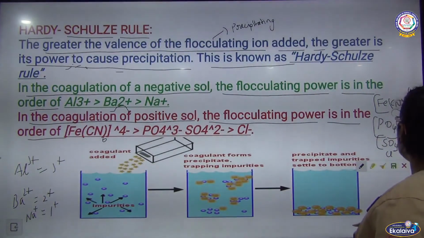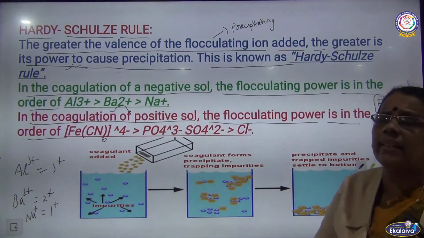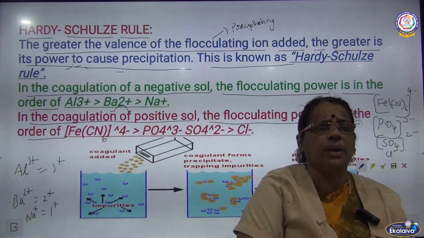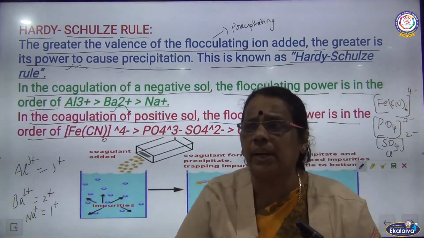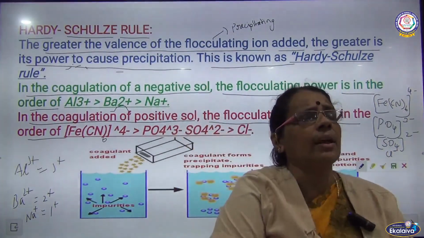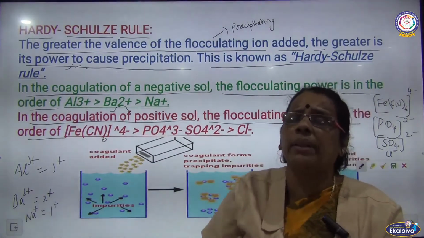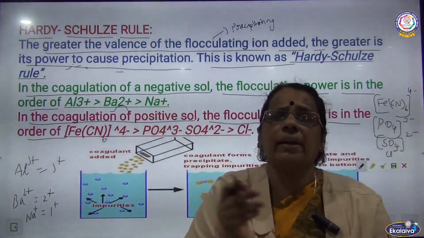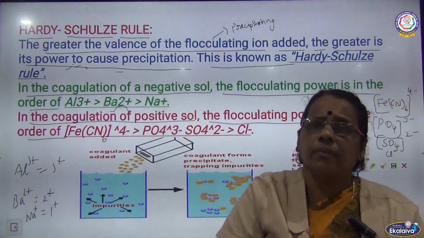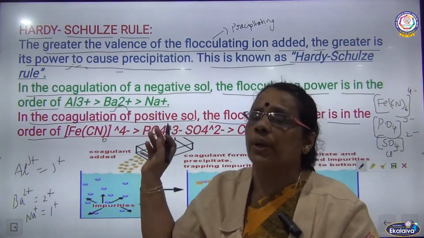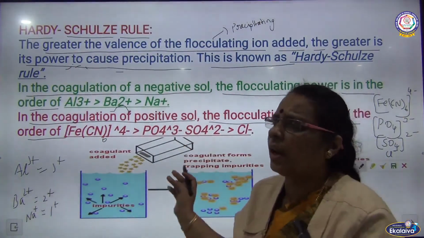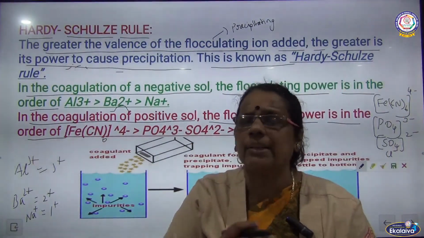See here, the negative charge, the greater the valency of the positively or negatively charged ion, the greater will be the precipitation. So this is Hardy-Schulze rule. So depending upon the valency of the flocculating ion, we can talk about the precipitation of a particular colloidal solution. So here we have talked about the positive sol. When it is a positive sol, we are adding the negatively charged particle.